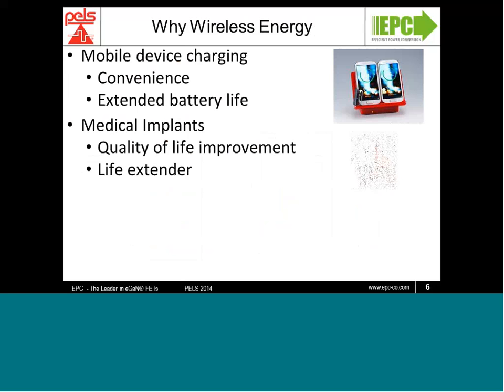The second application is medical implants. This is a very important part because it improves quality of life for many patients, particularly if they need implants that need to be powered. And those are typically done through a cable through the skin, which is a site for great infection. So what the wireless energy enables is that there's no penetration of foreign objects through the skin of the patient, and therefore it is a wonderful way to extend the life of the patient.